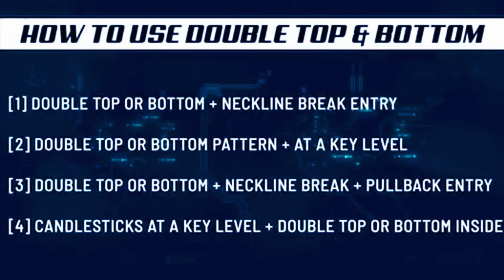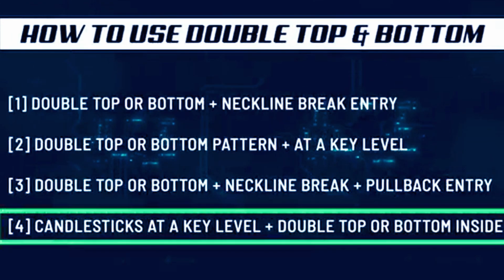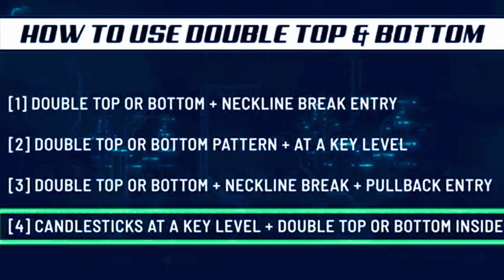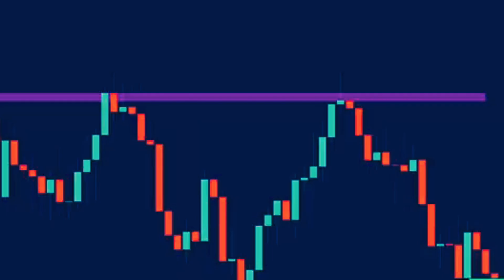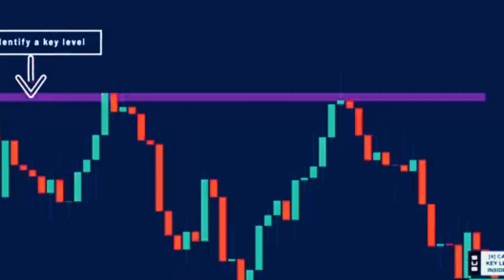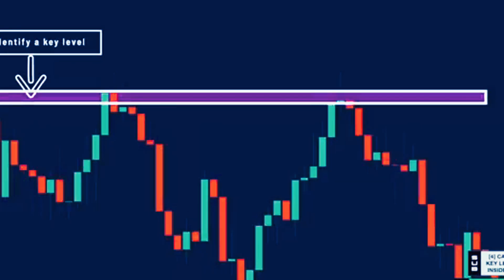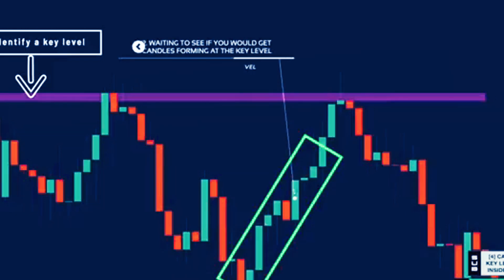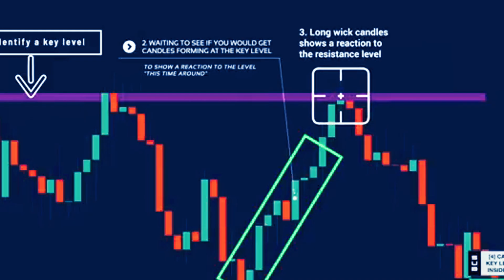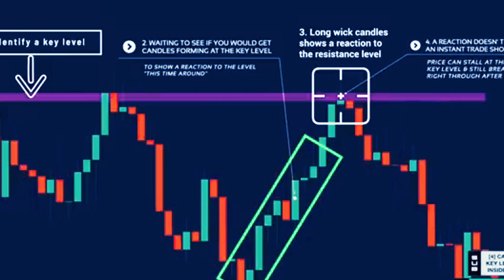So moving on to the fourth variation. Candlestick patterns forming at a key level, and then a double top or double bottom pattern inside of those candlesticks. So you first look for a key level, which you have through this reversal point here, which gives you a level of resistance. As price comes back up to this level, you are waiting to see if you would get candlesticks forming at the level to show a reaction to the level of resistance, which you got through this long wick candle. But a reaction does not equal a trade, as price can stall at this key level, form the candle, and still break right through.